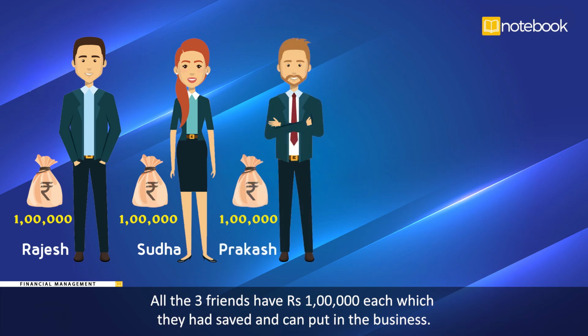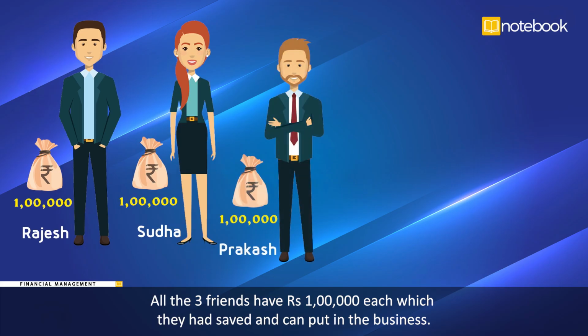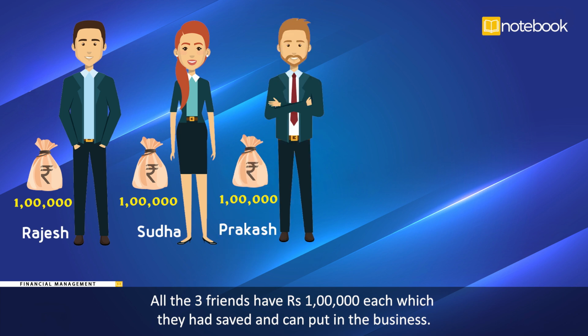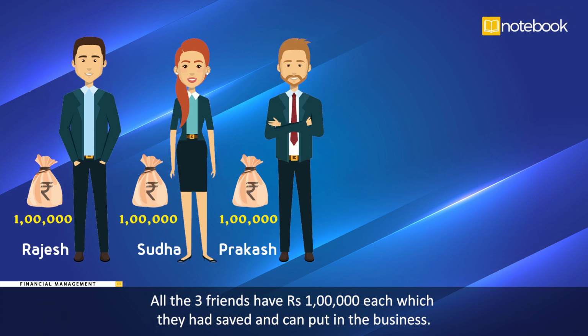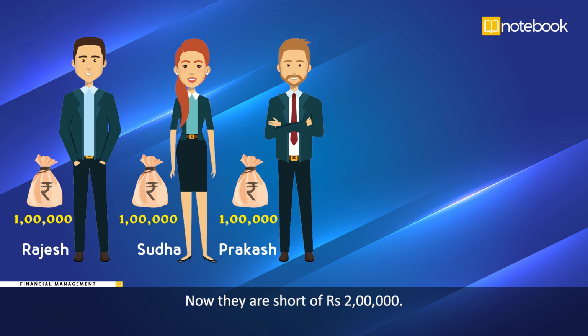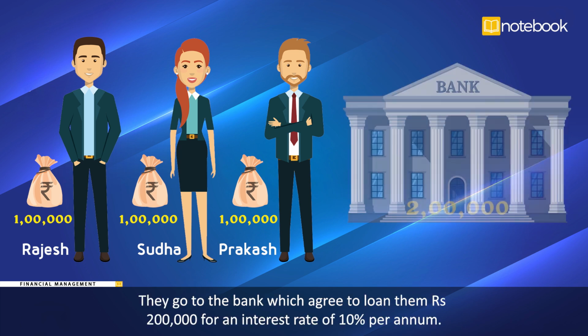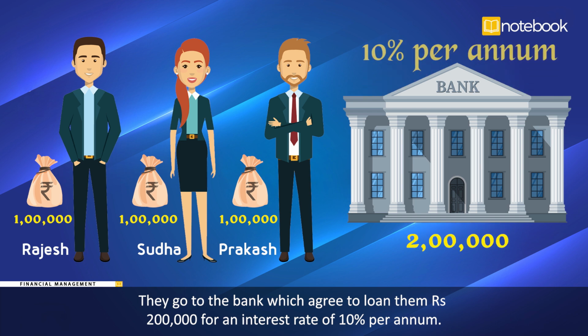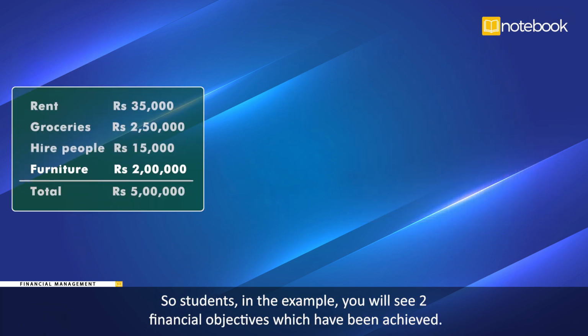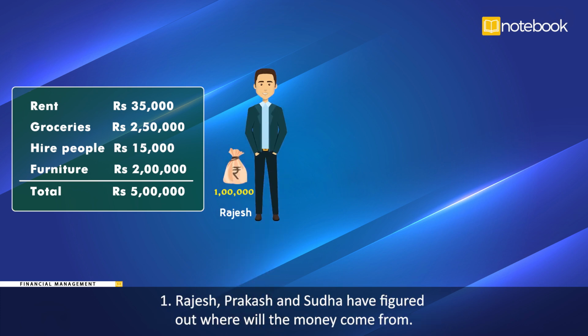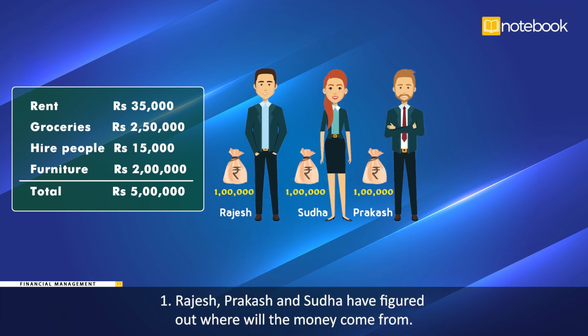All the 3 friends have Rs 1 lakh each, which they have saved and can be put in the business. Now they are short of Rs 2 lakhs. They go to the bank, which agrees to give them a loan for Rs 2 lakhs at an interest rate of 10% per annum. So students, in the example you will see 2 financial objectives which have been achieved. Rajesh, Prakash and Sudha have figured out where the money will come from.